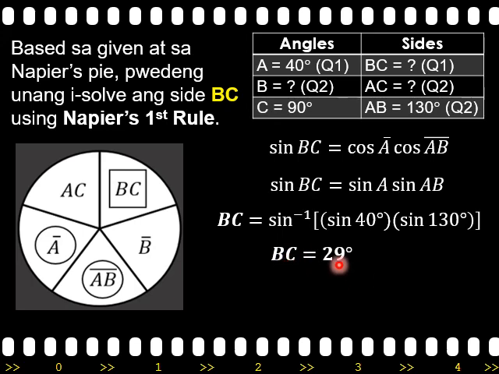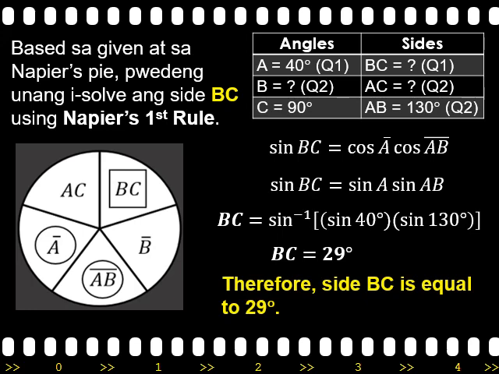Okay, so let's check. Tama ba to? Based sa rule of quadrants natin, di ba sinulat na natin kanina kung saang quadrant natin siya dapat makita? So, since nakalagay dito, dapat nasa Q1 siya. And 29 degrees is less than 90 degrees. Ibig sabihin, tama yung sagot natin, kasi nasa quadrant 1 nga yung value ng side BC, which is 29 degrees. Yeah, so therefore, side BC is equal to 29 degrees.